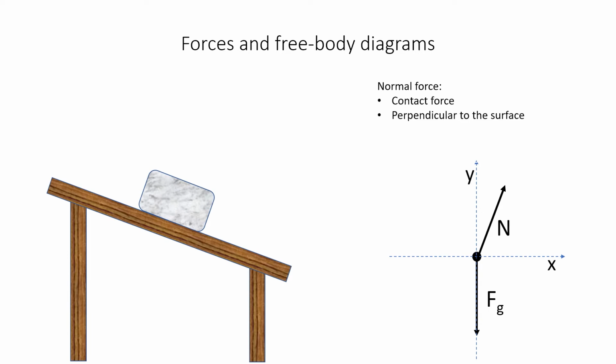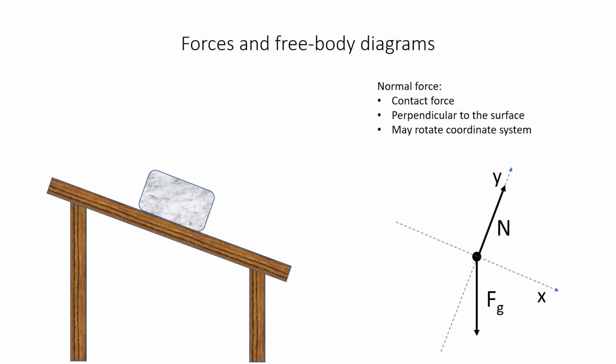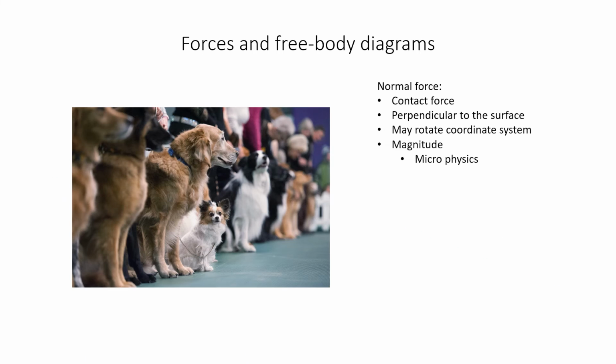If we have an object that is on a slanted surface, the normal force is still perpendicular to the surface. We may want to rotate the coordinate axes to keep the acceleration along one of the coordinate axes. A normal force arises to be what it needs to be to keep the object from going through the surface.